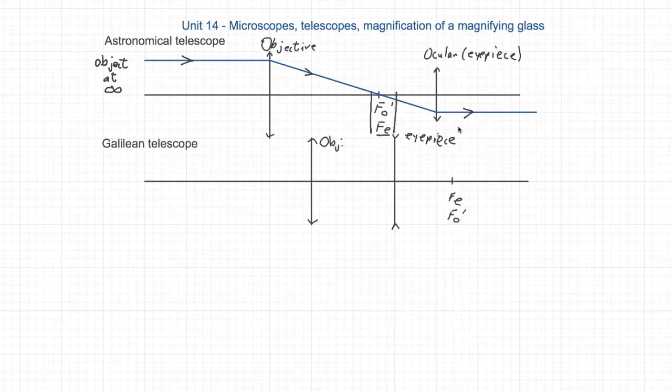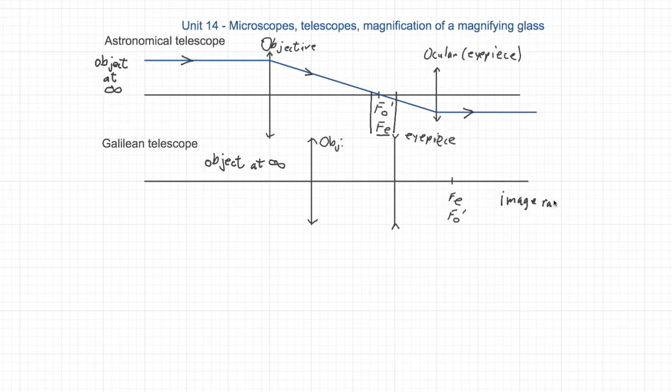For the Galilean telescope, there is a convex objective lens and a concave eyepiece, and again, the primary focal point of the eyepiece coincides with the secondary focal point of the objective. This time, though, they are on the right side of the concave lens rather than between the two lenses. Again, we're looking at an object at infinity. This is a telescope after all. And the objective will refract those rays toward its secondary focal point.